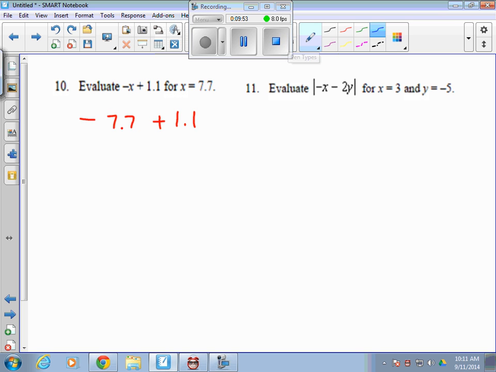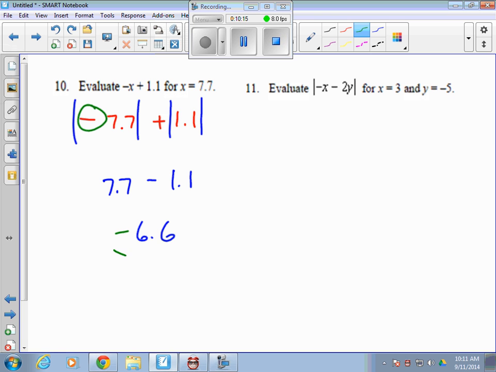Just like earlier, opposite signs means you subtract the absolute values. The absolute value of 7.7 is the larger one, minus the absolute value of 1.1. 7.7 minus 1.1 is 6.6. That's the first part you had to do. The second part, remember, is to keep the sign of the larger absolute value. It was negative, so it's negative 6.6.